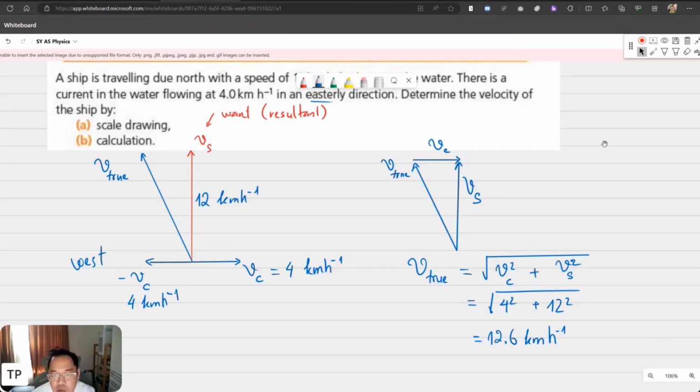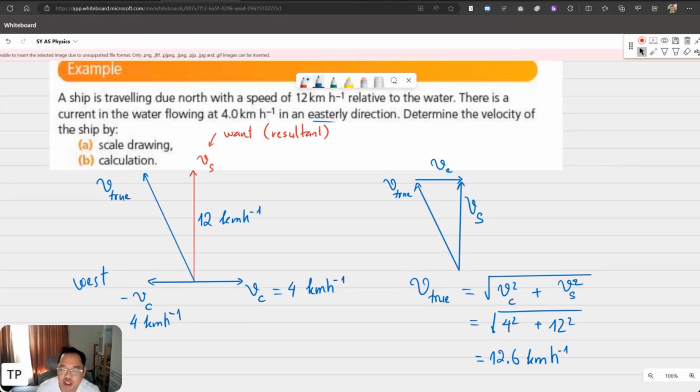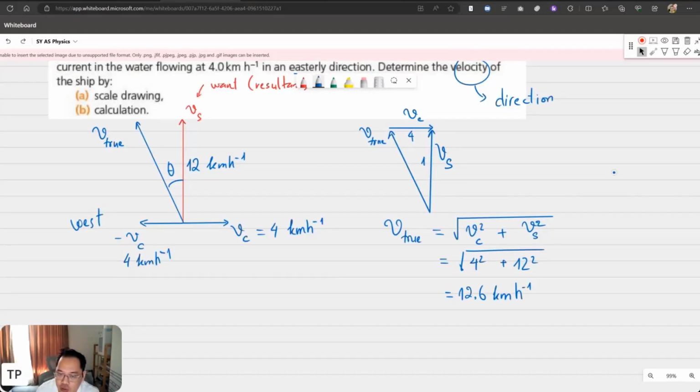Do we need to determine the velocity? When the question says determine velocity, not only speed, we need to determine the direction also. You can give the direction by the bearing, or say how many degrees west of north, meaning you need to calculate this angle. It is easy to calculate, because we know the opposite side is 4 and the adjacent side is 12.